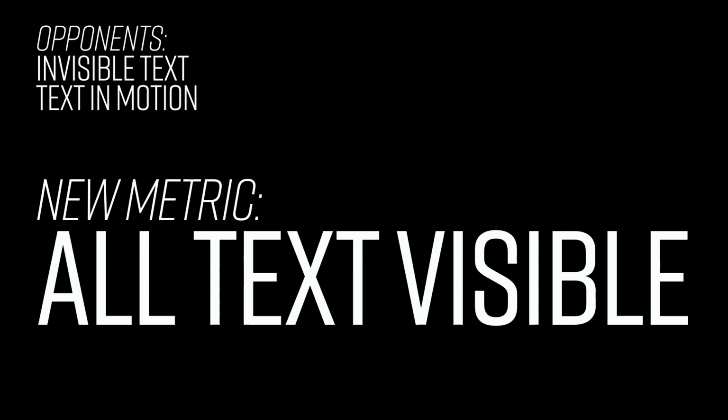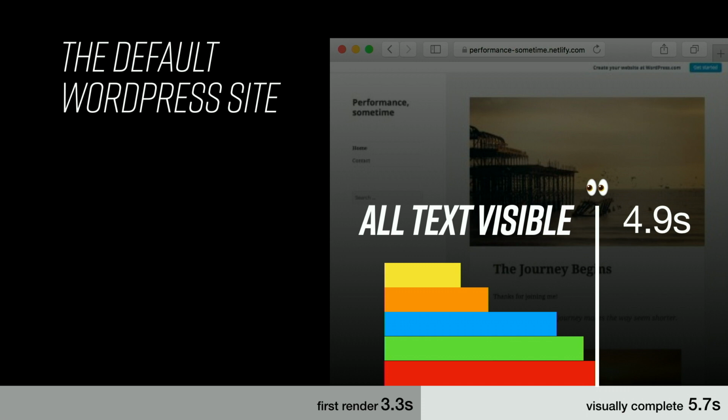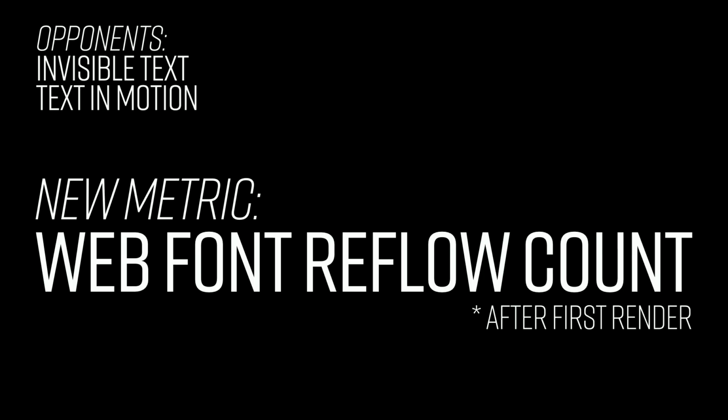What I like to measure, and this isn't available in any tools that I'm aware of, is when all text is visible and readable to the user. So when it comes to our default WordPress site, the default experience, all text is visible at about 4.9 seconds, so about 1.5 seconds after first render. Not great. And we'll talk about how to improve that. The other metric I'm going to focus on today is web font reflow count. So how many web fonts return and re-render and reflow after our first render happens? This is our text in motion problem that we're talking about.